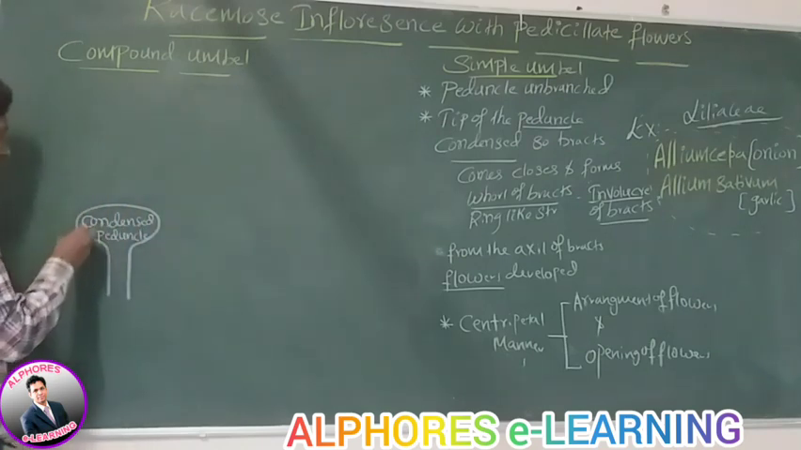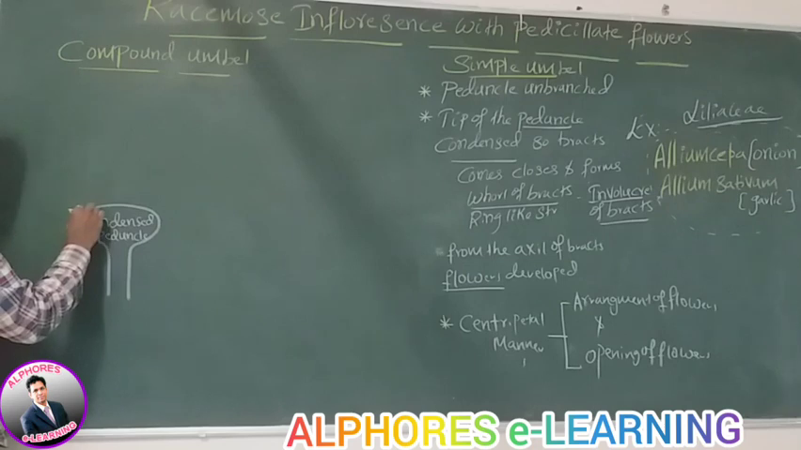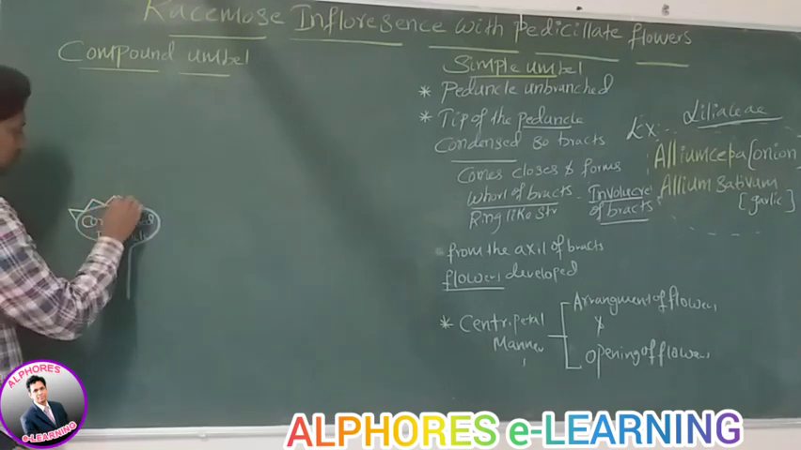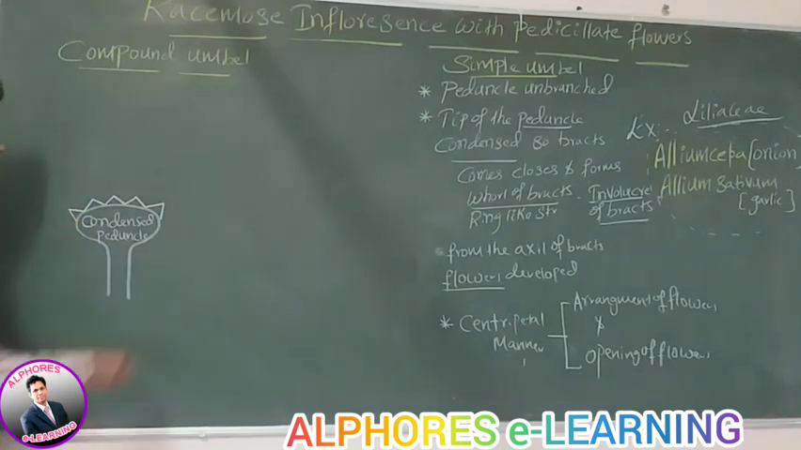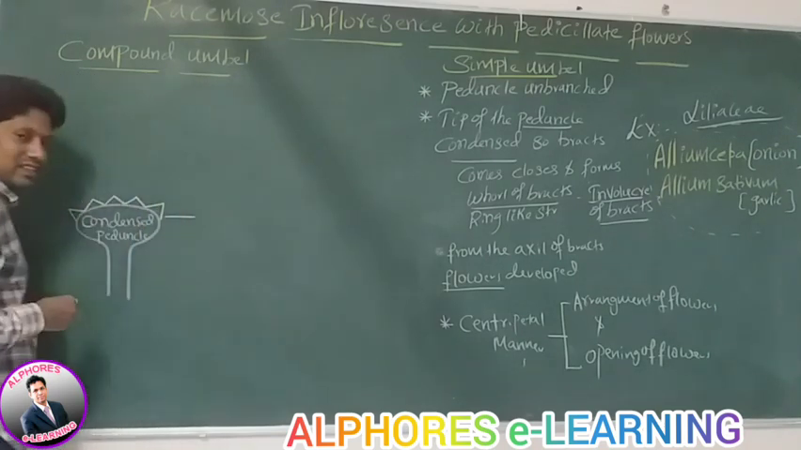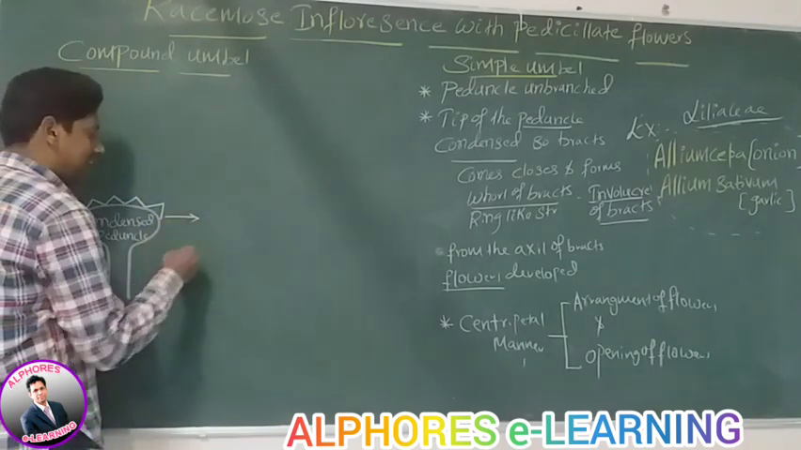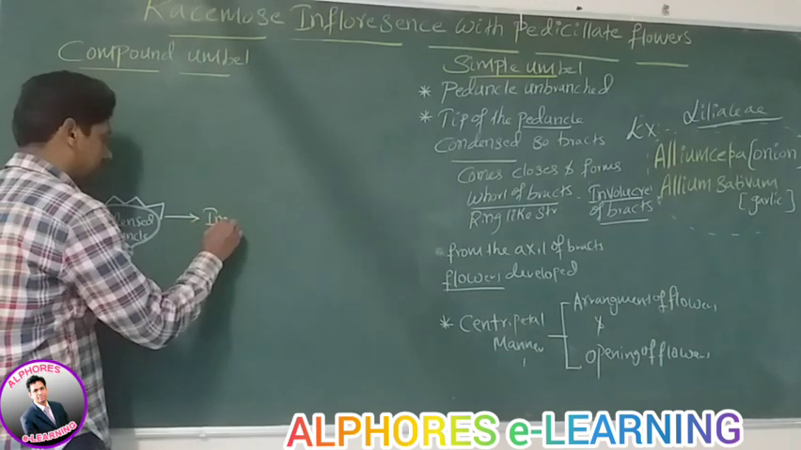As the peduncle is condensed, bracts come close to one another and form a whorl of bracts. What is this whorl of bracts called? An involucre of bracts.